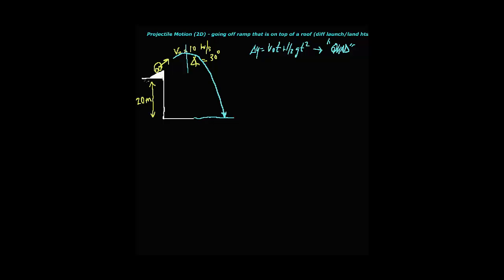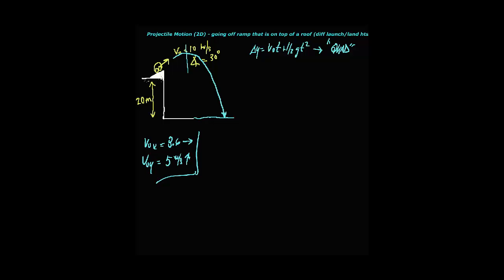Now again, we're doing 10 meters per second at 30 degrees. That means our velocity in the x is still 8.6 after we do the cosine, and our velocity in the y is 5 meters per second vertically once we do the sine. So we're still going to use those numbers.